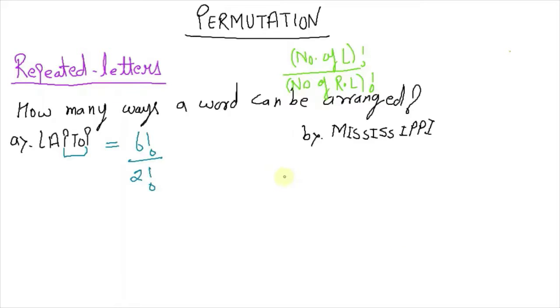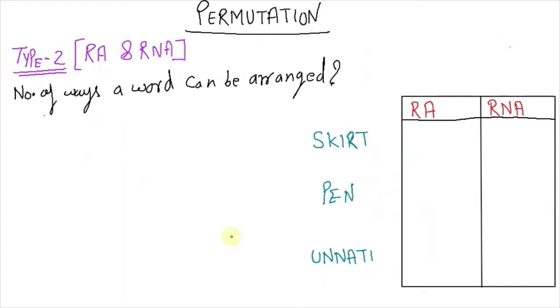Let's consider another example, that is Mississippi. Number of letters we have is 11 factorial, and the repeated letters: I is repeated 4 times, means 4 factorial, into S is repeated 4 times, means 4 factorial, into P is repeated twice, means 2 factorial. By solving this, we can get the answer. I hope you all are clear with the first type.